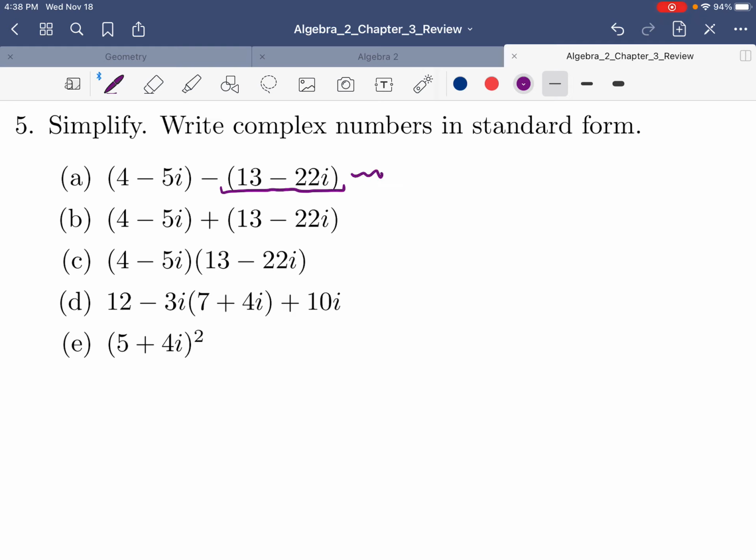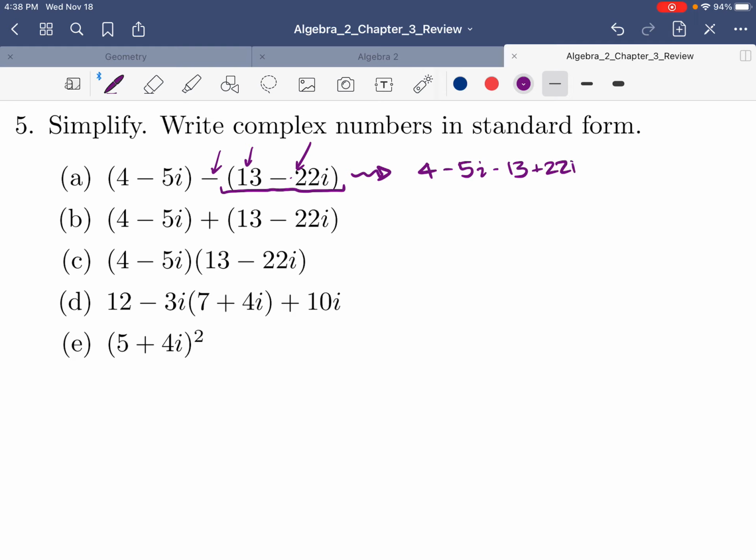So this problem right here, the 4 minus 5i doesn't need a parentheses. And the 13 minus 22i doesn't need a parentheses once you indicate that you're taking the opposite of it. So the opposite of 13 is negative 13. Now, some people would ask, how did you know you're going to do the opposite? Well, because it says minus, and that's what minus means, the opposite of what's there. And then next we have to take the opposite of negative 22i, which is plus 22i.